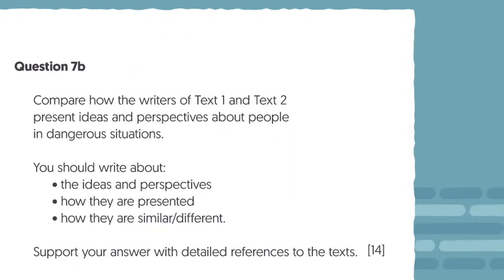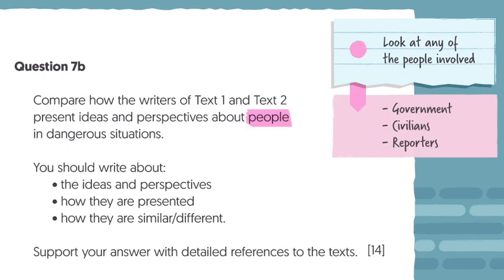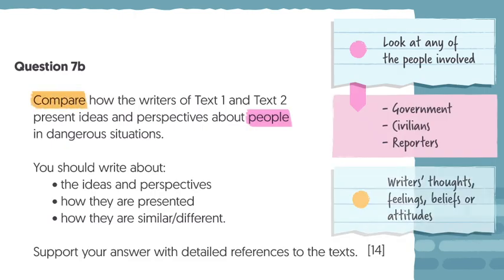In this example, the question is, compare how the writers of Text 1 and Text 2 present ideas and perspectives about people in dangerous situations. This means that you can look at any of the people involved, the government, the civilians, or even the reporters themselves. You're trying to compare the writer's thoughts, feelings, beliefs, or attitudes about these people.